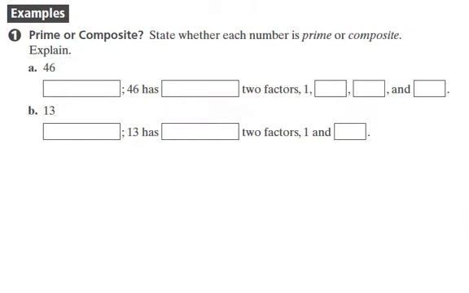For number 1, we're going to be determining if these are prime or composite. Remembering your divisibility rules makes this a whole lot easier. Look at 46. Is it prime or composite? Well, it's composite because it has more than 2 factors. It has 1, 2, 23, and 46. For 1b, 13, it's prime because 13 has only 2 factors, 1 and 13.